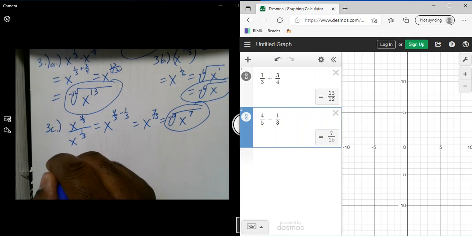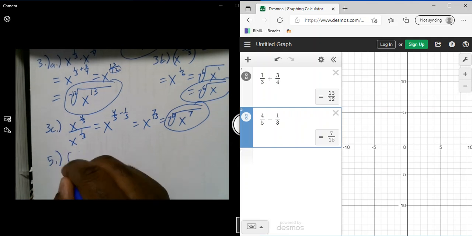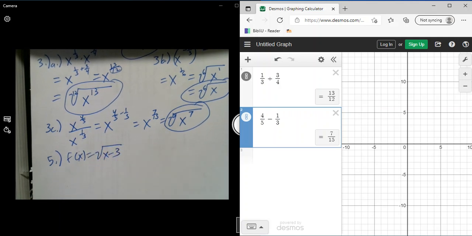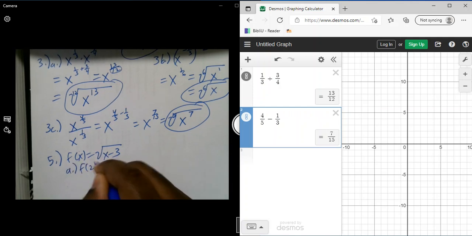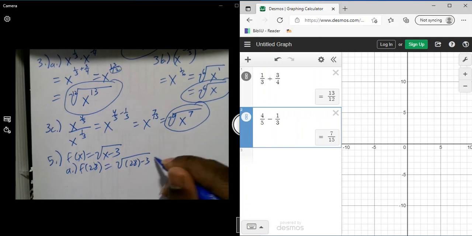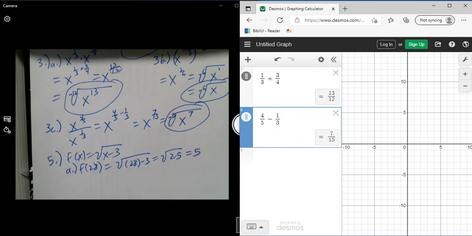Now, we go here to number 5. It says f of x is equal to the square root of x minus 3. Determine each of the following. So we have a, which is f of 28. We'll substitute in 28 for x. So it'll be the square root of 28 minus 3. So this will give us the square root of 25, which will give us 5.